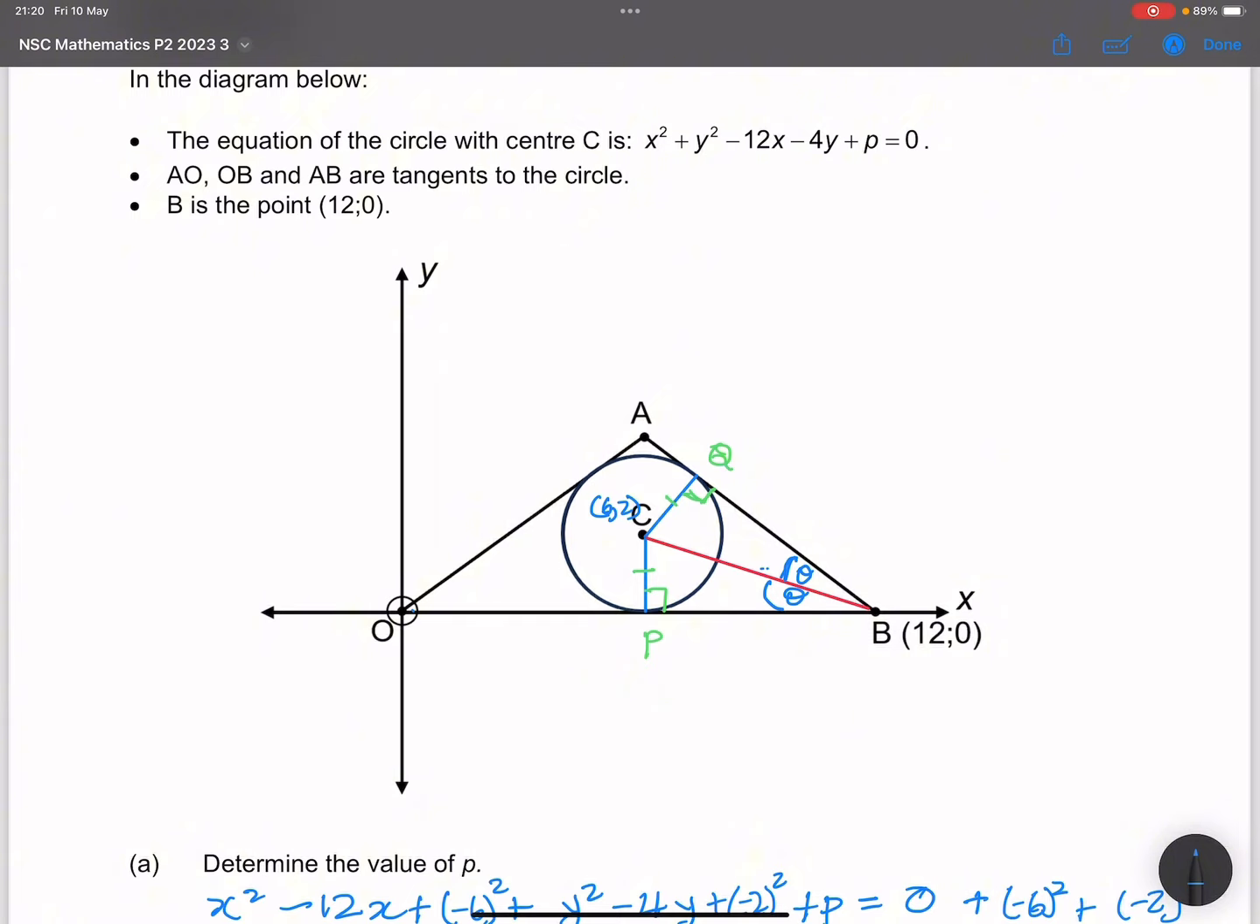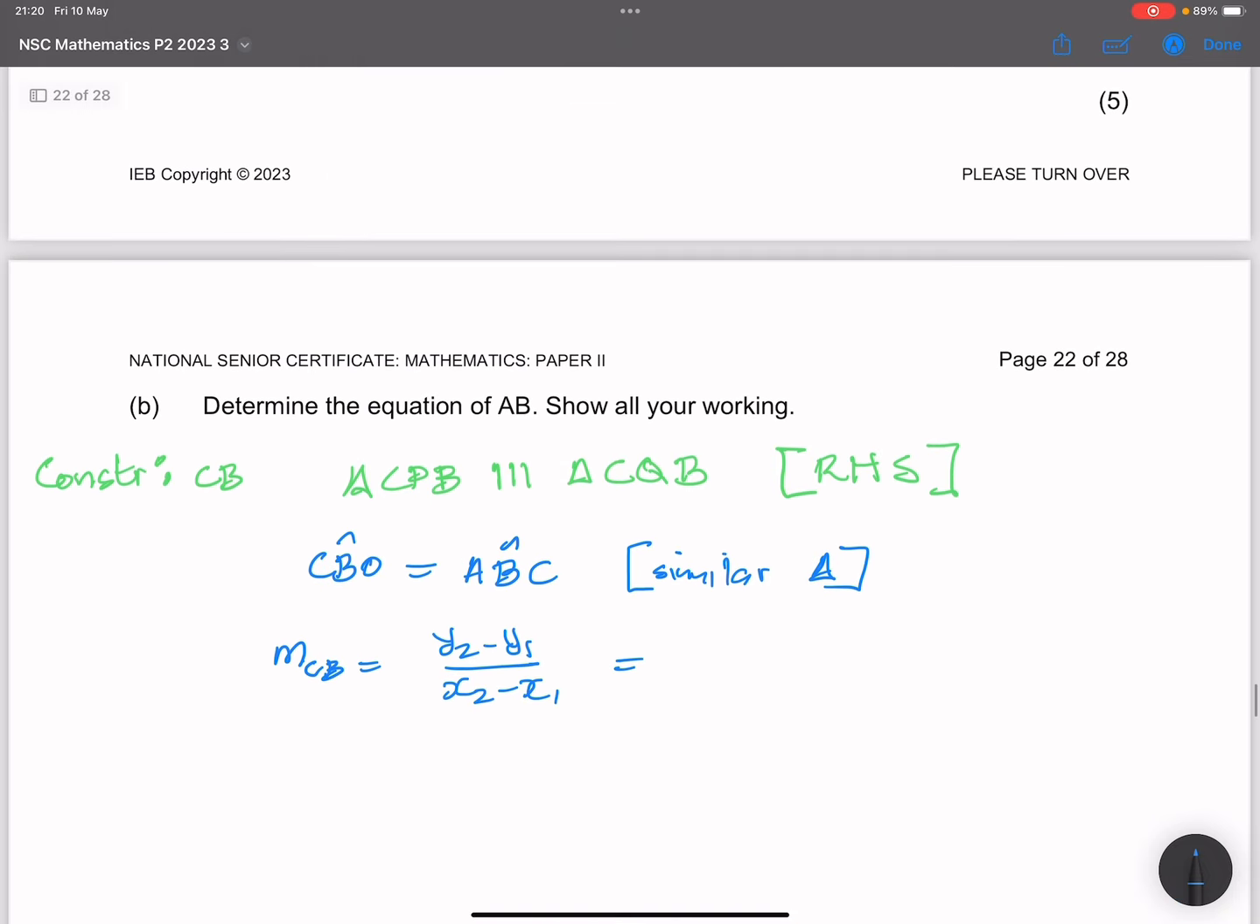So that will be 2 minus 0 divided by 6 minus 12, y2 minus y1. Okay, so we said that's 2 minus 0 divided by 6 minus 12. And so that will be equal to, sorry, 2 over negative 6 rather. 2 minus 0 is 2, and that's divided by negative 6, which means that our gradient of the line CB is negative 1 over 3.